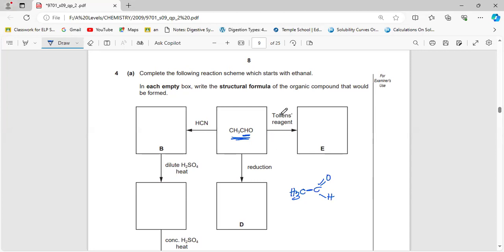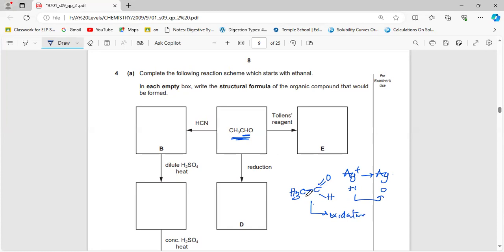Of course, in Tollens' reagent, we understand that the silver ion is reduced to silver mirror. So over here, the oxidation number is +1. Over here it is now 0. That means it has reduced the silver ion to silver metal. So that's why we have silver mirror precipitate shown as an observation. So in this case, this is undergoing oxidation, while the silver is undergoing reduction.